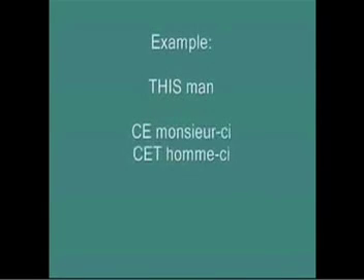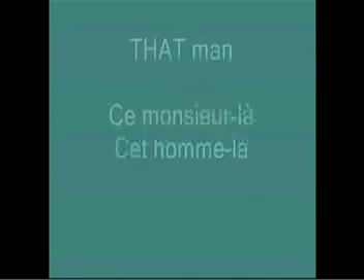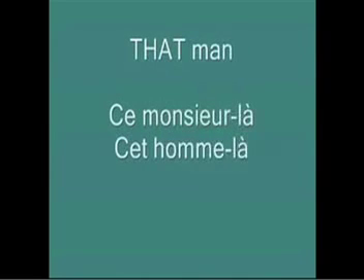So for example, if I wish to say this man, and I intend to really imply the fact that he is close to me, this man, I will say ce monsieur-ci, meaning that, and the ci here is really there to emphasize the fact that he is close, like at a very close distance. If I say ce monsieur-là, là means there, it will be that man over there.